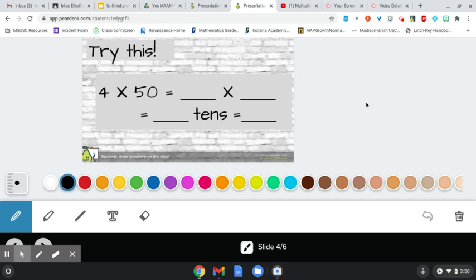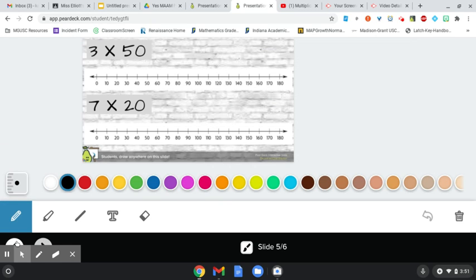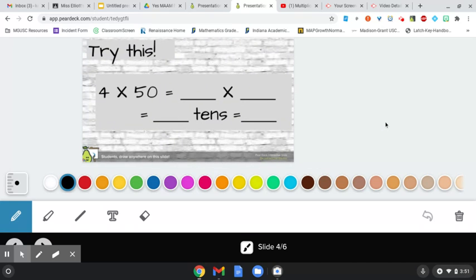Now we're going to try this. We have 4 times 50 is equal to, let's see, what does this look like? Okay. I'm trying to figure out how they wanted us to do this. 4 times 50 is equal to 4 and 5 tens.